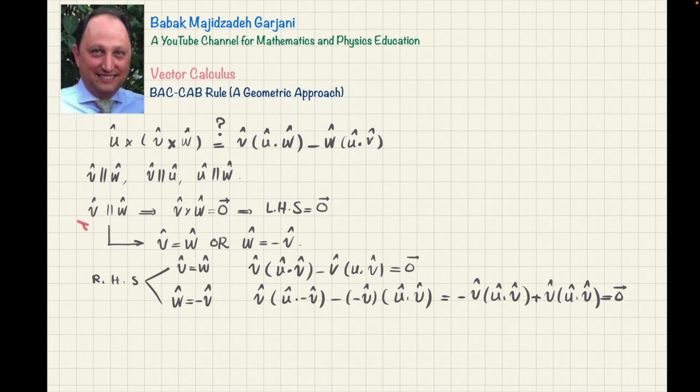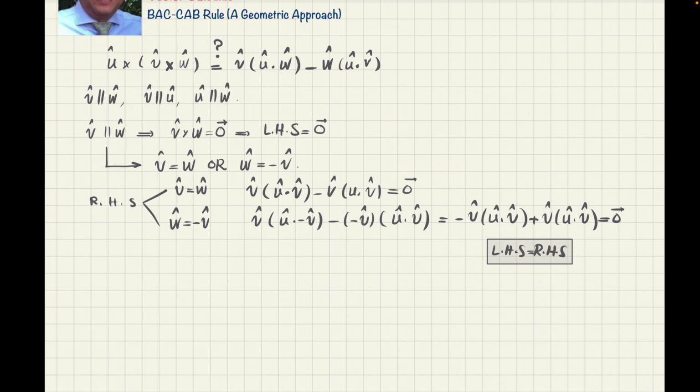So for this case, you immediately realize the left-hand side is the 0 vector, and the right-hand side for both possible cases is the 0 vector. So this means that the left-hand side is indeed equal to the right-hand side for this special case. Yes? Let me consider one more, and the other one you can do yourself.